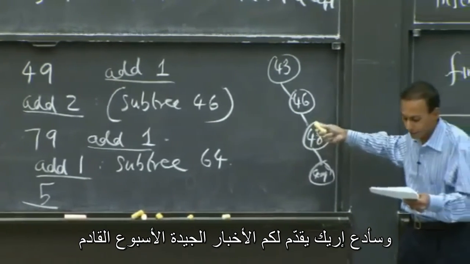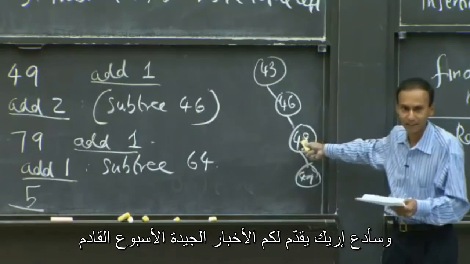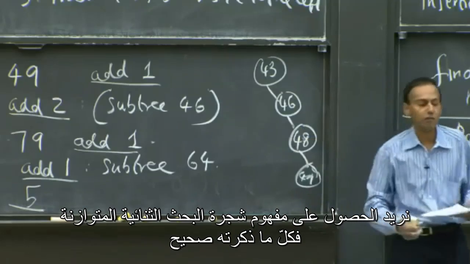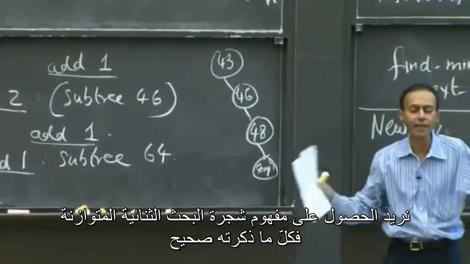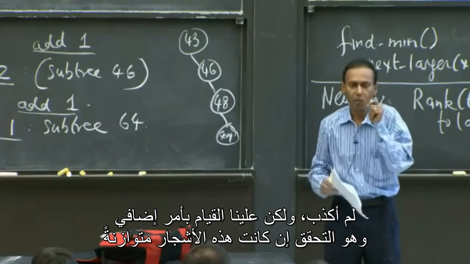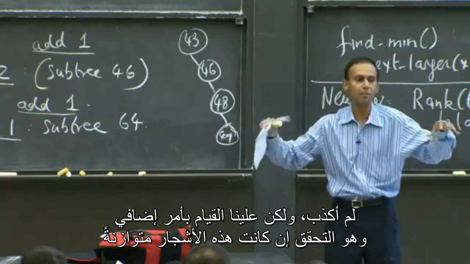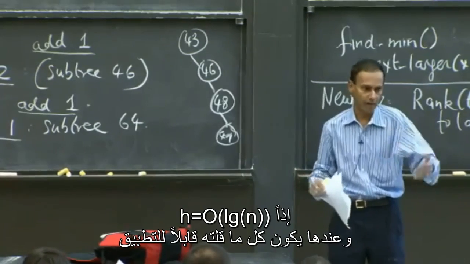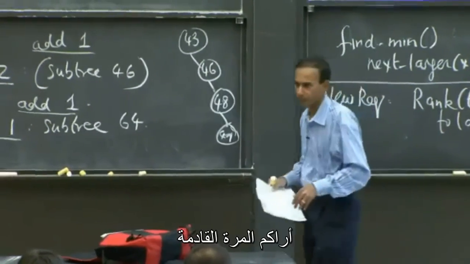And I'll let Eric give you good news next week. We need to have this notion of balanced binary search trees. So everything I've said is true. I did not lie. But the one extra thing is we need to make sure these trees are balanced. So h is order log n. And then everything I said works. All right? See you next time.